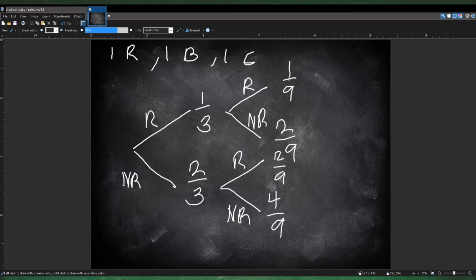So it's 1/9 plus 2/9 plus 2/9 plus 4/9. That should equal 1, which makes sense. And 2/3 and 1/3 should also equal 1. So what's the probability that you get two reds? 1/9. What's the probability that you get one red and one non-red? It's 2/9 plus 2/9, which is 4/9. And what's the probability that you get two non-reds? That's 4/9. And that's basically how you use tree diagrams. You just focus on the probabilities and draw it out.